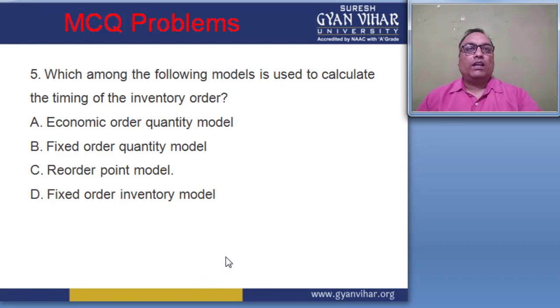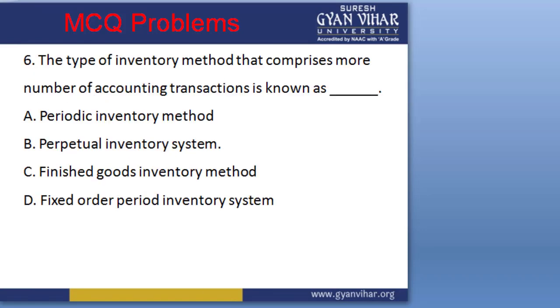This is question number 5. Which of the following models is used to calculate the timing of the inventory order? Here 4 options are given. First is economic order quantity model, second is fixed order quantity model, C is reorder point model, and D is fixed order inventory model. So C is the right answer, the reorder point model. And then move to the 6th question.